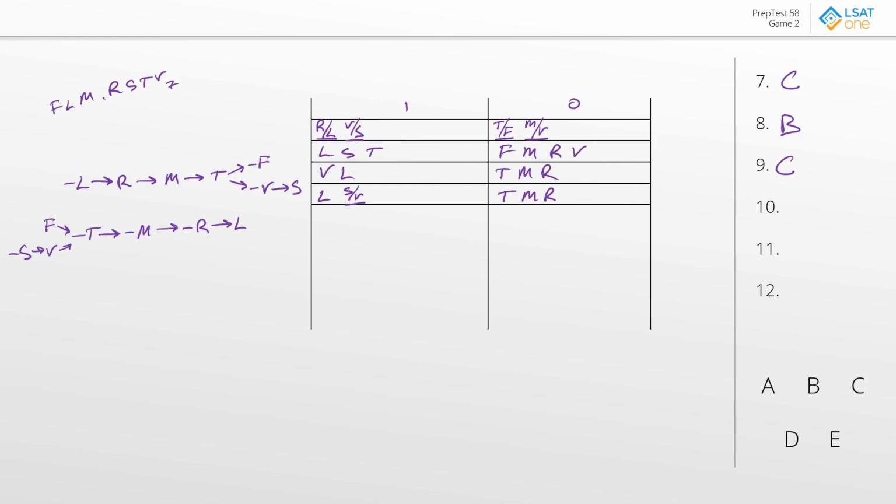Next, question number 10. If we have an M, well, let's take a look. If M is in, what does that tell us? Well, right away, M triggers everything downstream here.